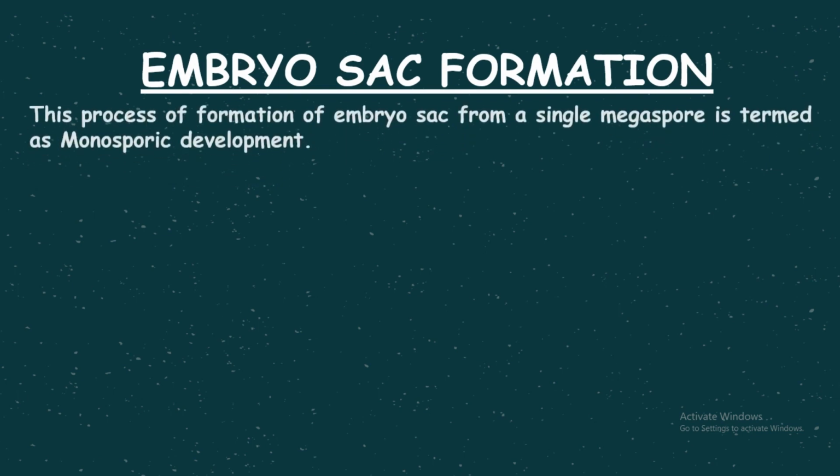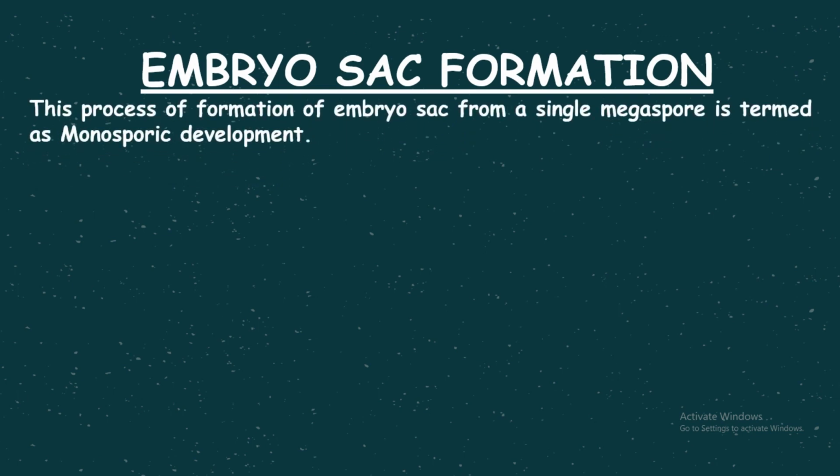Now for the formation of the embryo sac, how many megaspores in total are involved? We already discussed that 3 megaspores degenerated and 1 megaspore ultimately will develop into the embryo sac. So from 1 megaspore only, the embryo sac will form. That's why such type of development is called monosporic development.